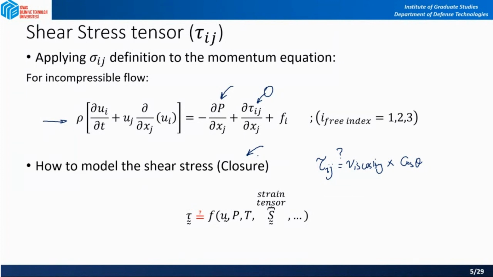We just showed you that this is a second order tensor. So as a second order tensor, I use two tilde signs. So tau, and I'm going to find this function. Is it a function of mean velocity? Is it a function of pressure? Is it a function of temperature? Is it a function of a strain tensor? Mean strain tensor? Let's see.